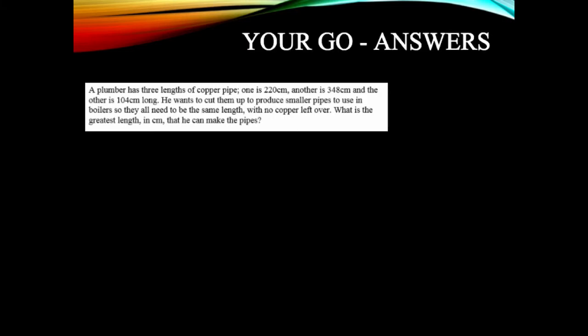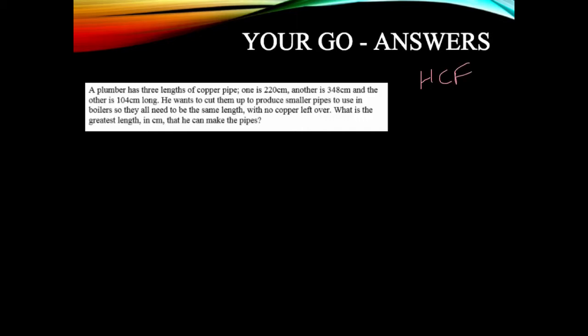Okay, let's have a look at answering this question then. The plumber has 3 lengths of copper pipe, 220, 348 and 104 centimetres. He wants to cut them to produce smaller pipes to use in boilers, so they all need to be the same length with no copper left over. What's the greatest length? Okay, so straight away I'm hoping you've realised this is a highest common factor question.